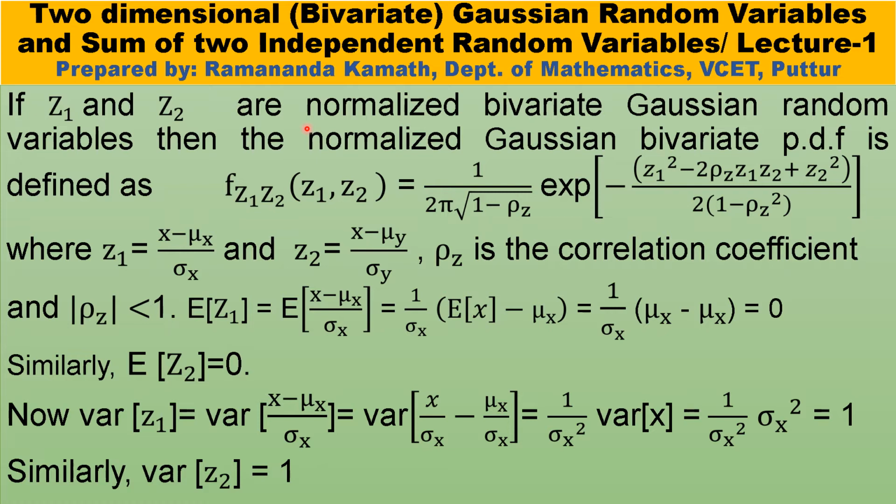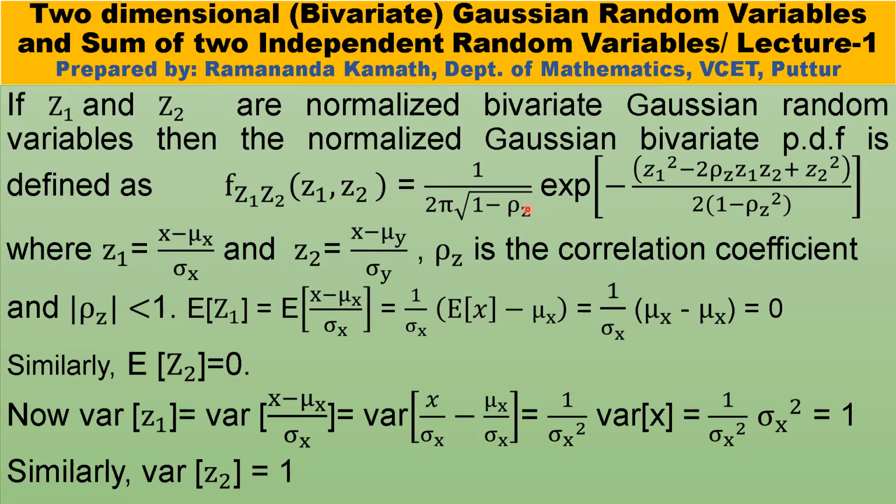So for bivariate normalized Gaussian random variables Z1, Z2, the normalized Gaussian bivariate probability density function, denoted as f_Z1Z2(z1, z2), is defined as 1 by 2 pi into root of 1 minus rho_z square, into e power minus (z1 square minus 2 rho_z z1 z2 plus z2 square) divided by 2 into (1 minus rho_z square), where rho_z is the correlation coefficient between Z1 and Z2.